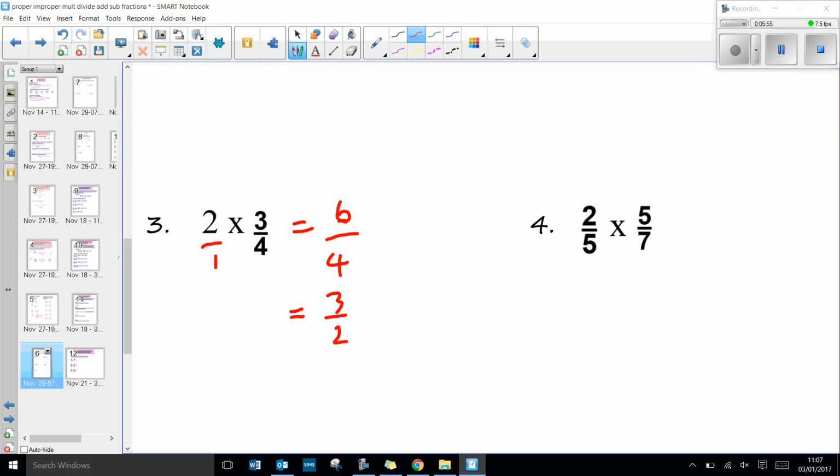Here we have 2 times 5 is 10, 5 times 7 is 35. I know that 5 goes into both of those, so it's 2/7.